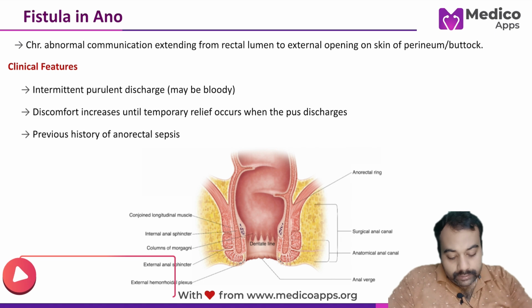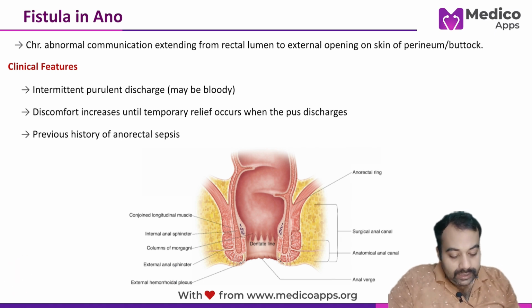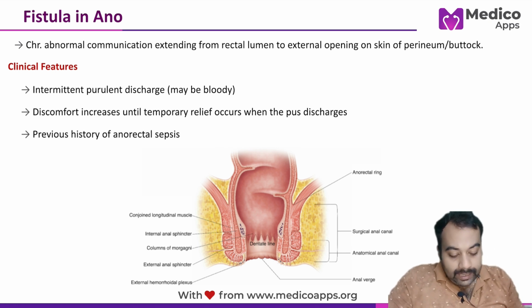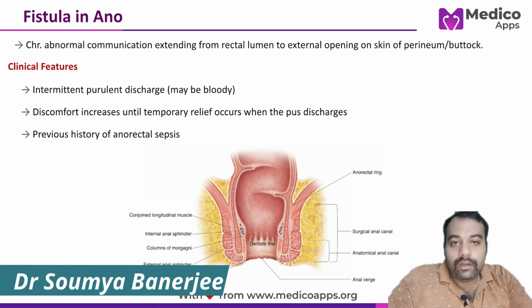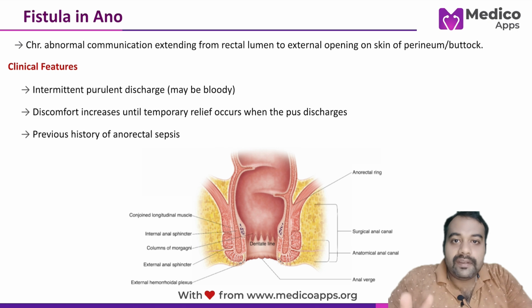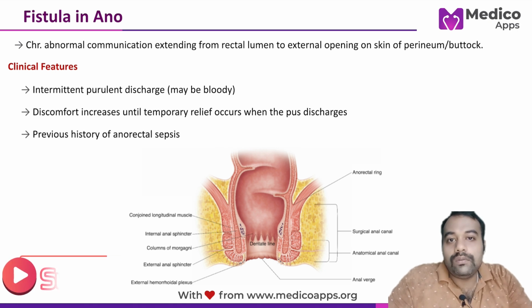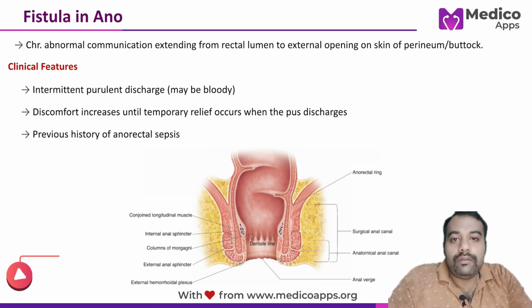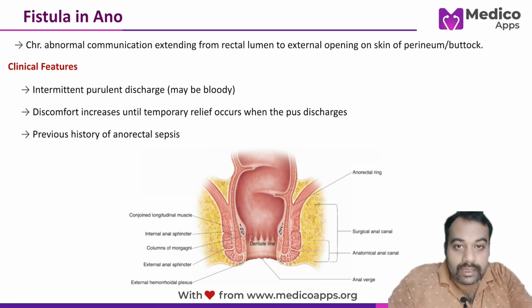Now let's try to understand the basic anatomy. We have the dentate line situated between the rectum and the anal canal, and this anal canal is surrounded by two sphincters: one is the internal sphincter and another is the external sphincter. Often we see that the patient undergoes some operative surgery for this fistula, and following that there is development of incontinence.